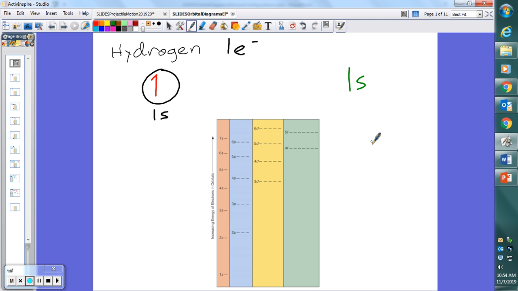So here, for hydrogen, it only has one electron, and that one electron is in the 1s orbital. So the electron configuration for hydrogen looks like this. When we're reading it, we don't say math terms, we just read the numbers and letters. So the electron configuration for hydrogen is 1s1. Okay?